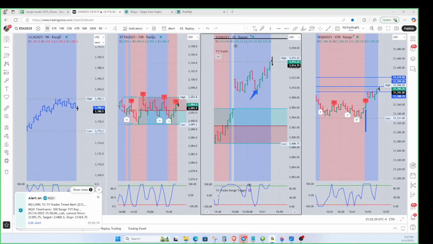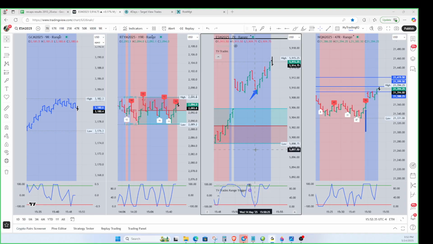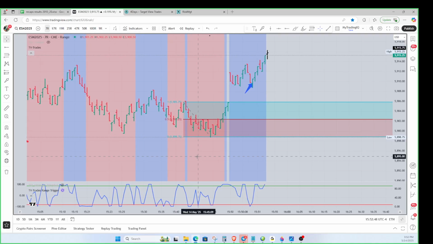59.05 was where it came out of the overbought on the ES. Hang on. 59.05 was where it came out of the overbought on the ES. 59.05. You're talking about back here? Let me just look at the ES.